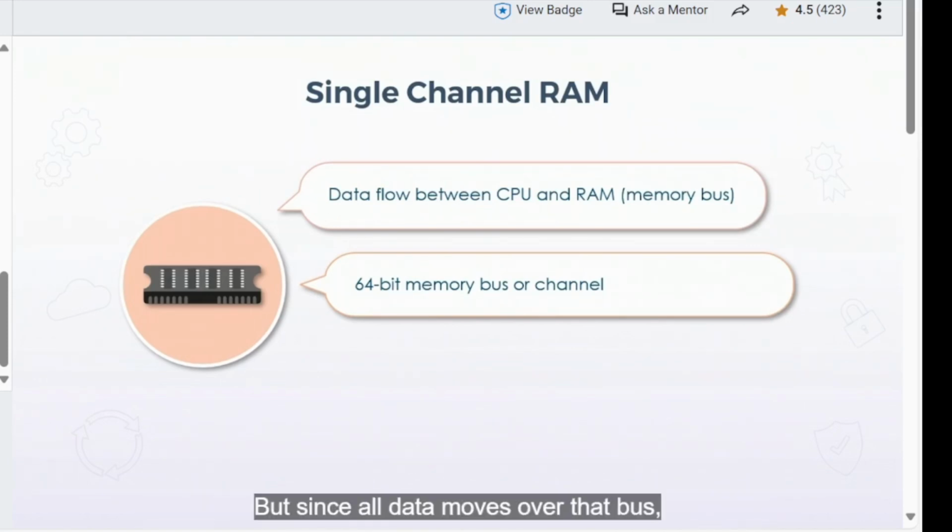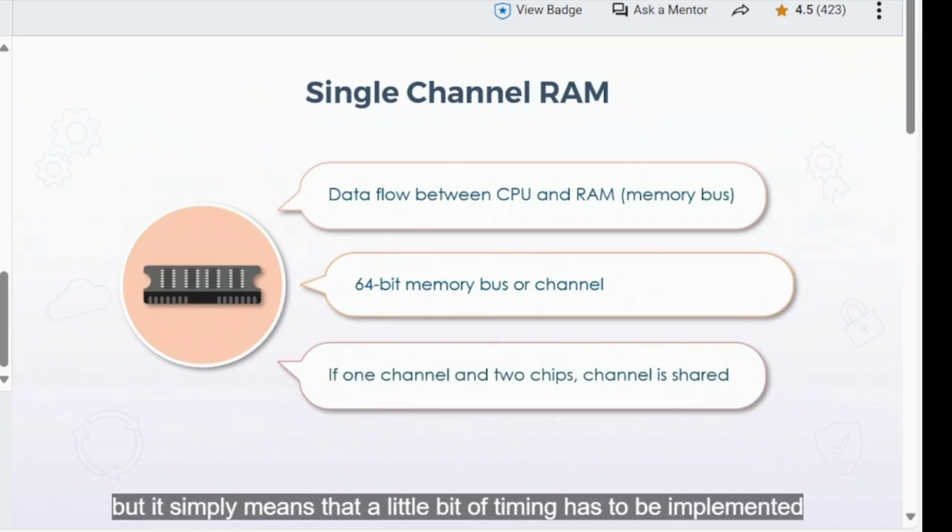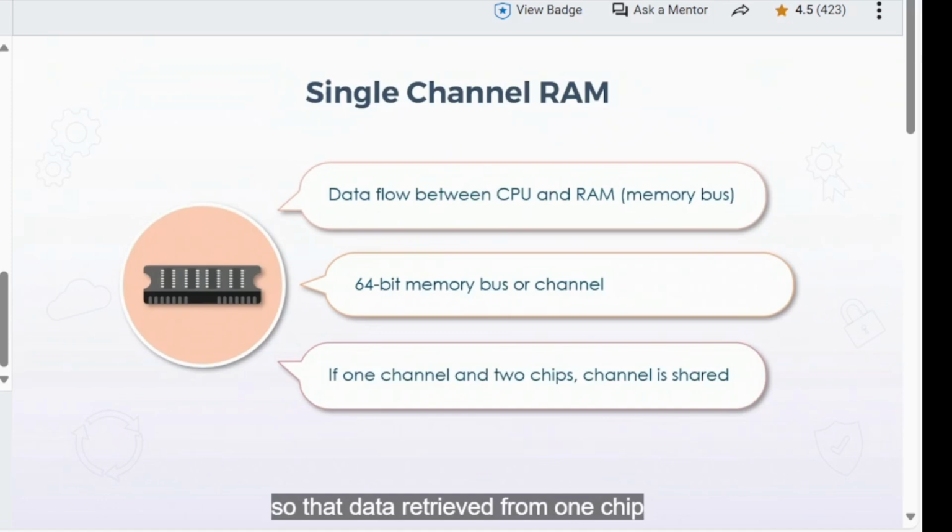But since all data moves over that bus, if your system only has a single channel, but two physical memory modules installed, then they have to share that channel. Now that's perfectly fine, but if your system has only that one channel, again with two physical chips, they are sharing the channel, but it simply means that a little bit of timing has to be implemented so that data retrieved from one chip doesn't try to access the bus at exactly the same time as data retrieved from the other.